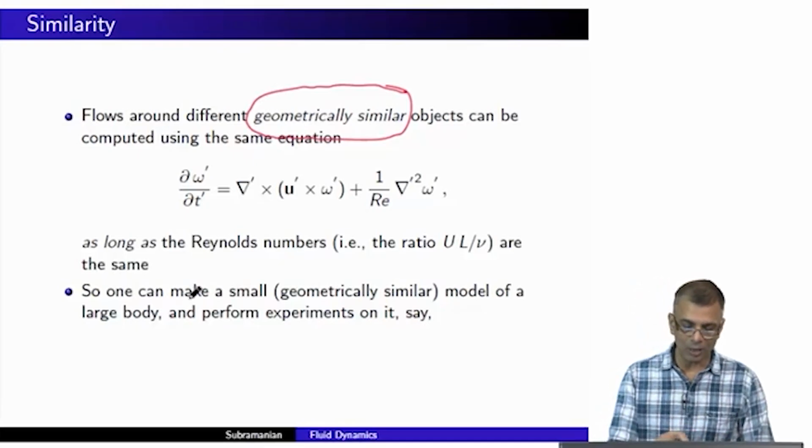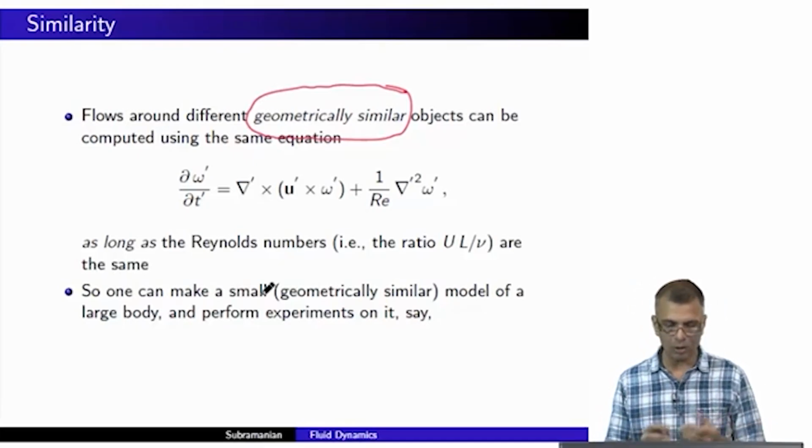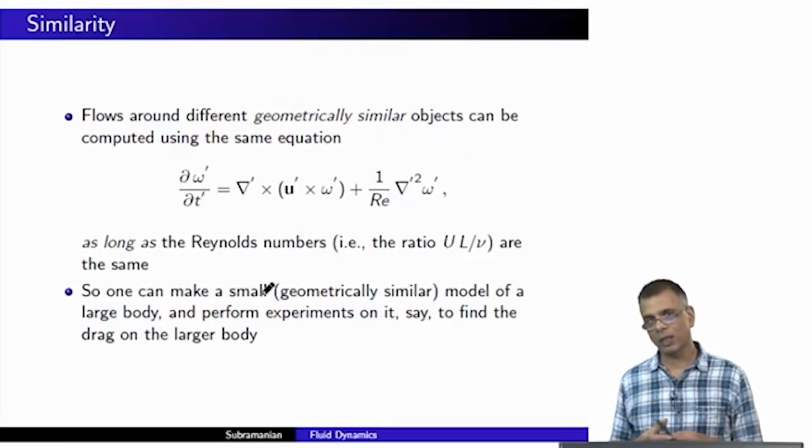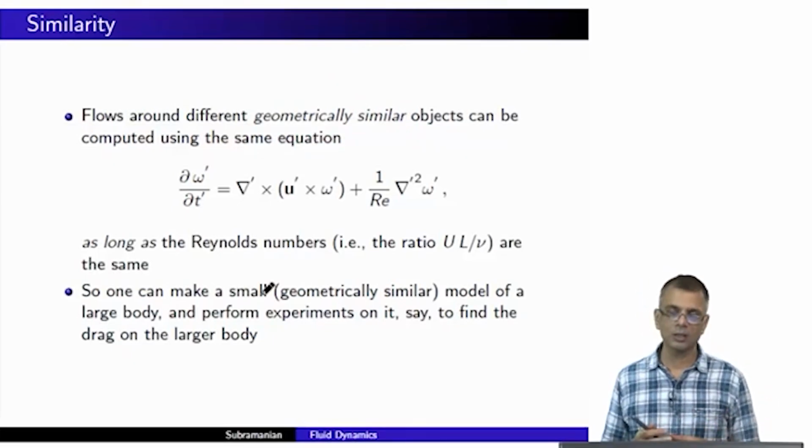Okay. So one can make a small geometrically similar model of a large body and perform experiments on it. Say, for instance, why would I perform an experiment on it? For instance, to find the drag, to find the aerodynamic drag. This is a very practical application.